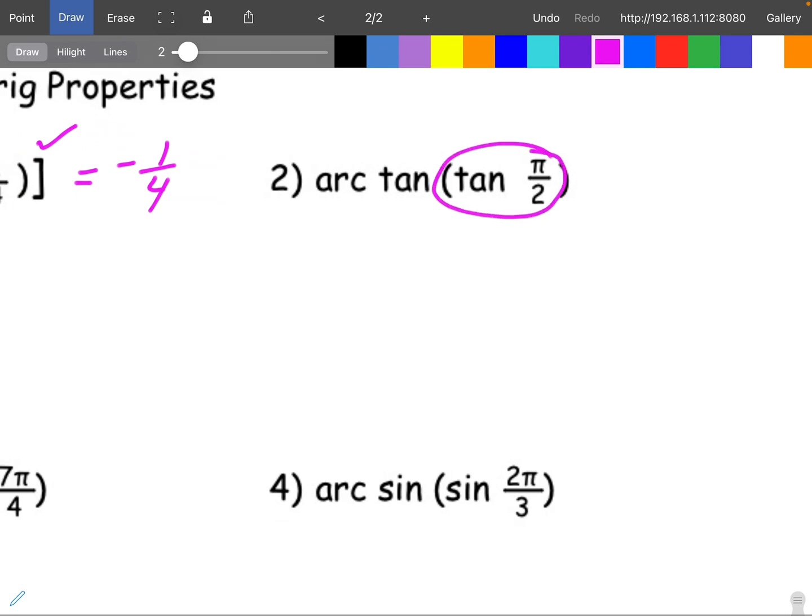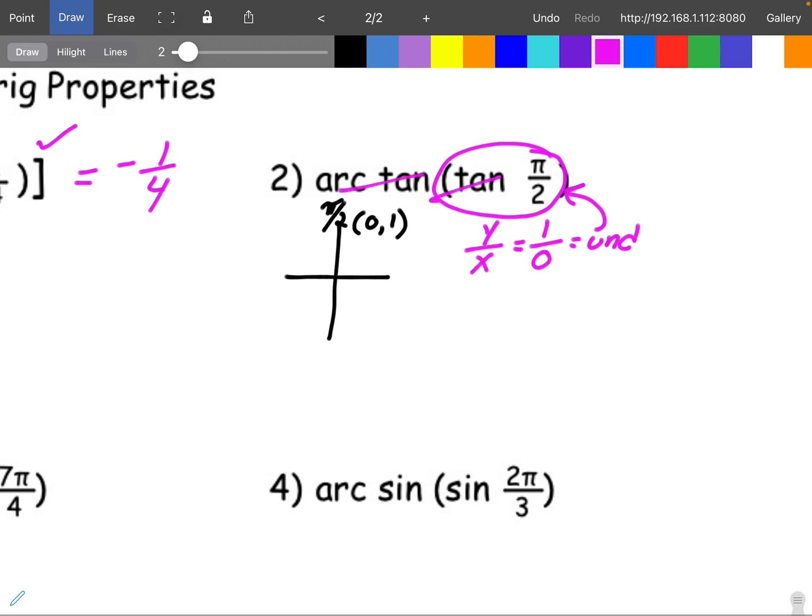Now, what about number 2? So first of all, we need to decide, can this happen? So tangent of π/2. Now, this is not inverse tangent. This is regular tangent. So if I'm looking at regular tangent of π/2, we know that the point there would be 0, 1, and tangent is y/x.